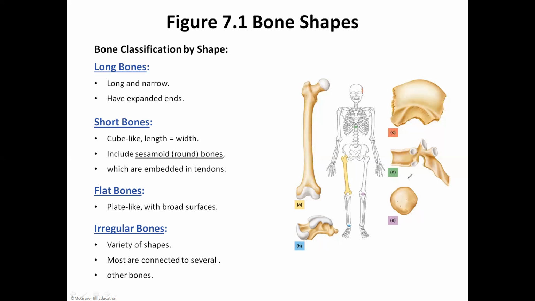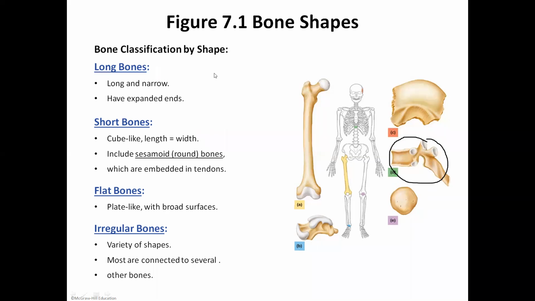And then we have bones that just vary in their shape. So if you think about your vertebrae, for instance, your thoracic vertebrae, this is an example of an irregular bone. Usually they are connected to several other bones when we see them. And again, they just don't fit into these other classifications.